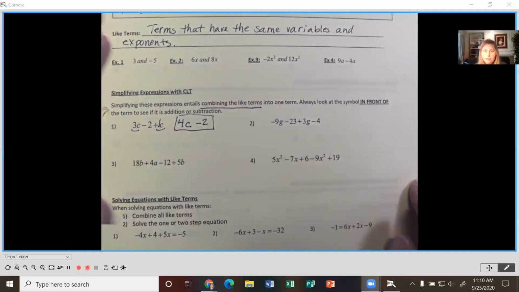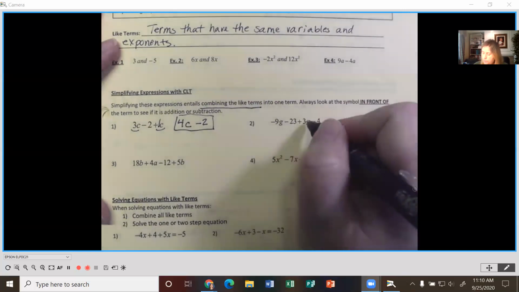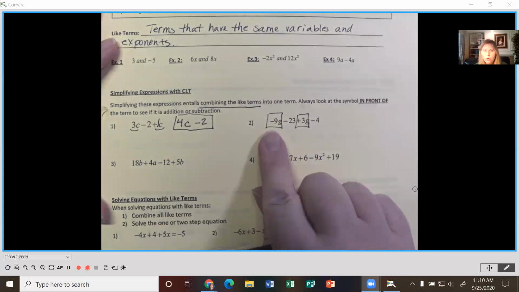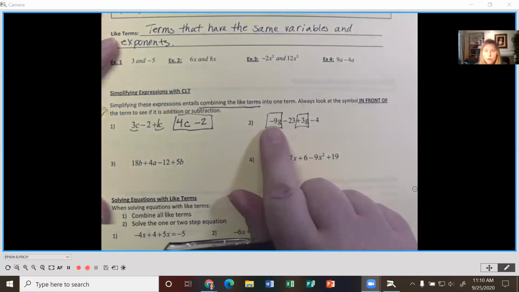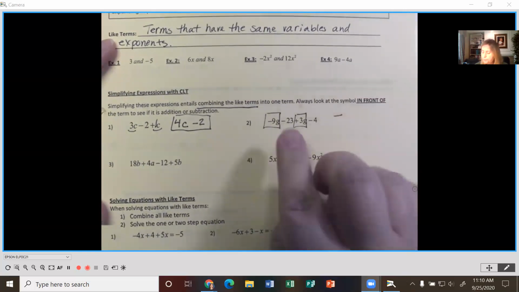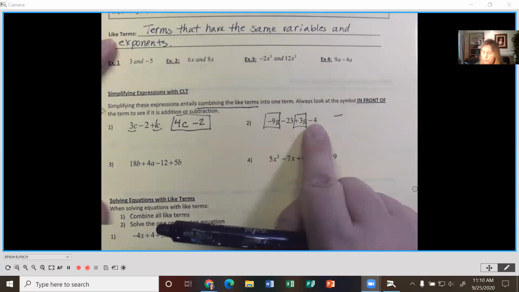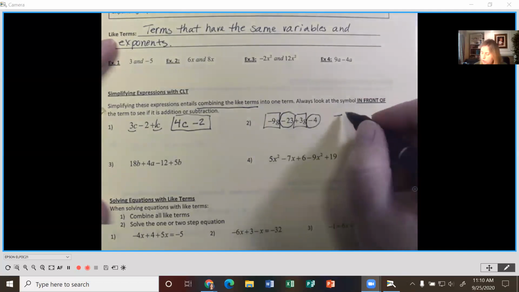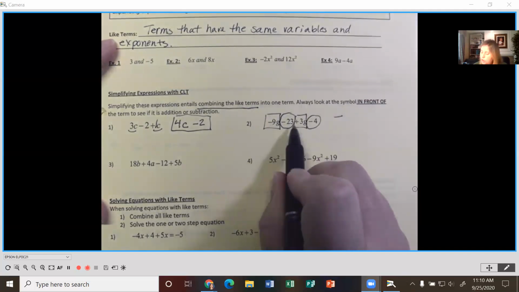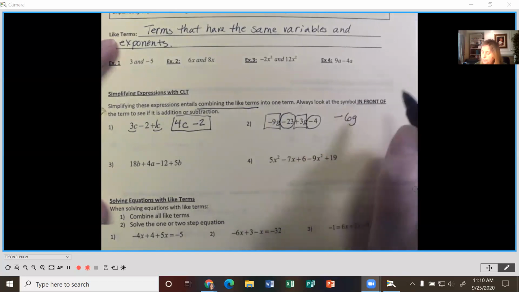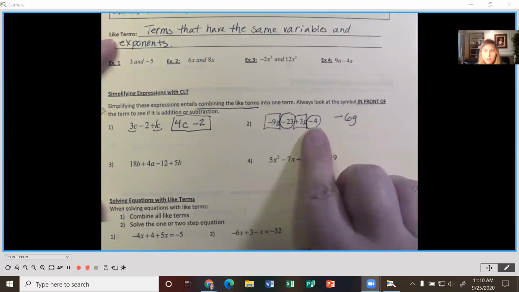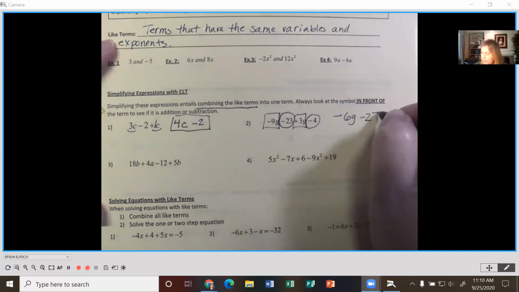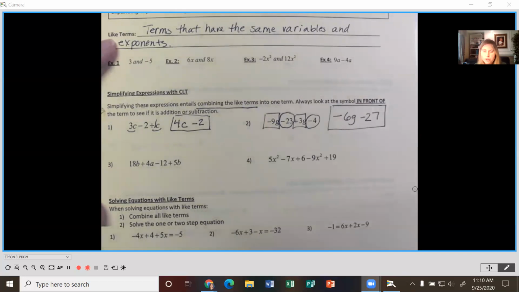Number 2, we have -9g, and we have +3g. Those are like terms. So 9 negatives, 3 positives. What did we have more of, more negatives or more positives? We have more negatives, so that'll be negative. And then we have -23 and -4. That's -27. So -9g plus 3g is -6g. And then -23 minus 4 is -27. So -6g minus 27. And that's our answer because it's an expression.